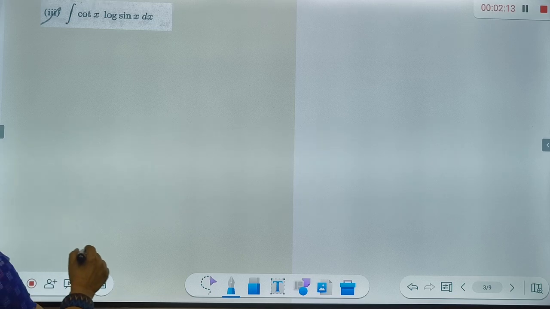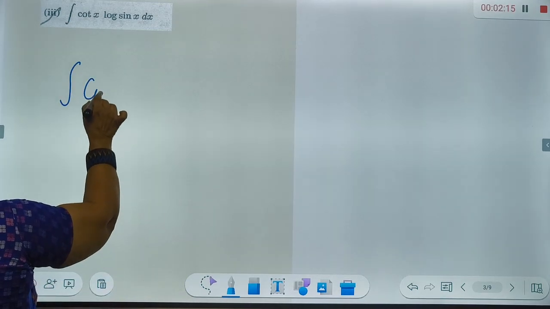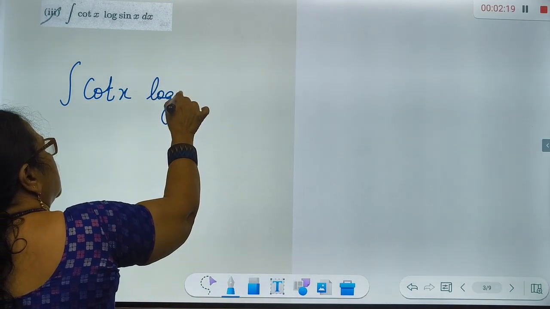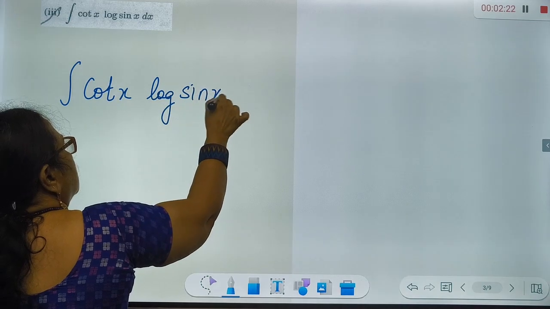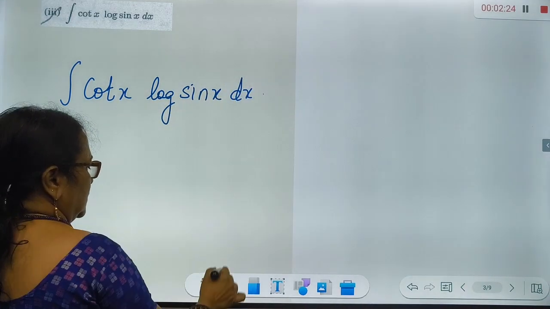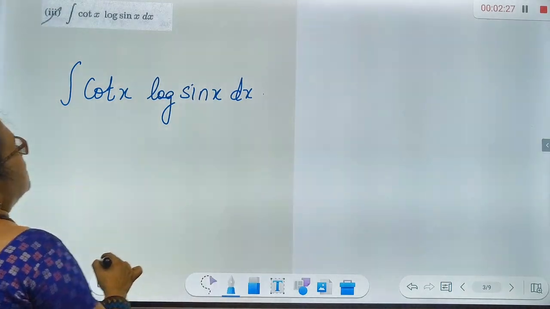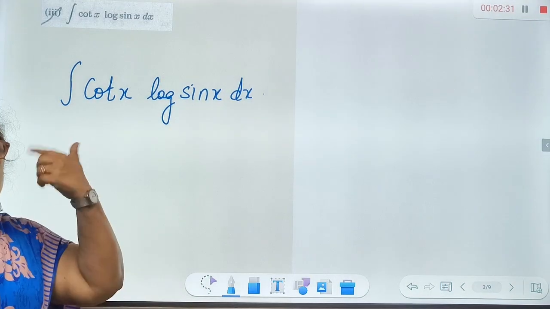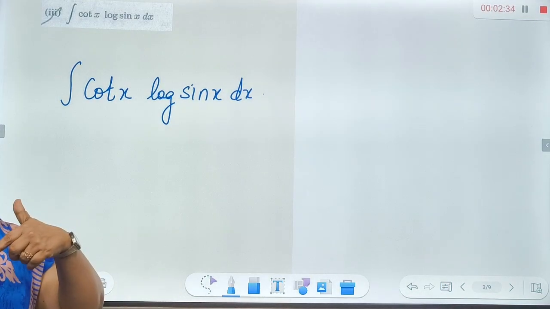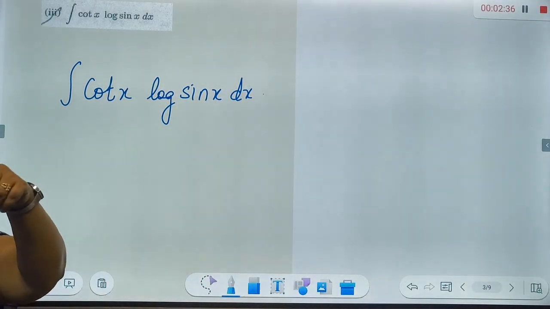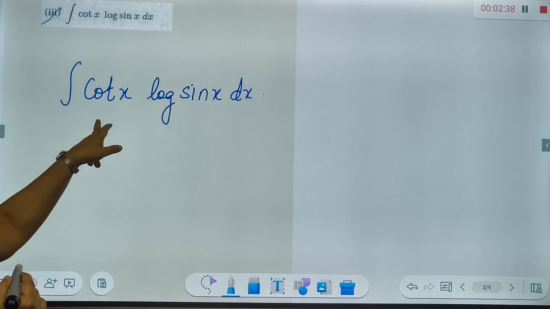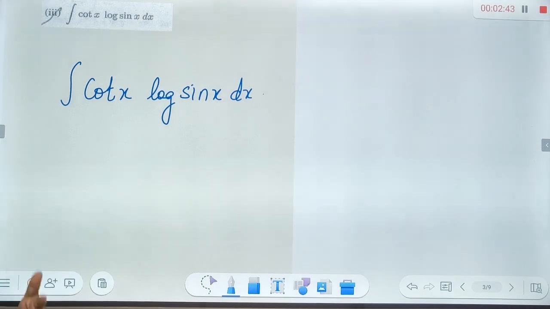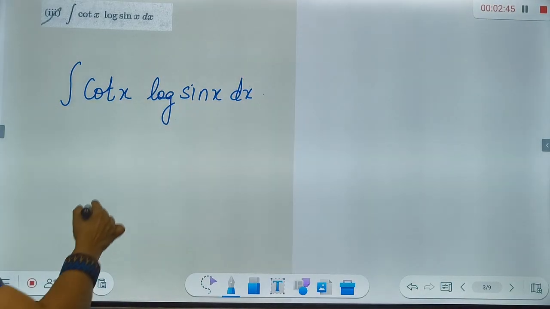Integral of cot x into log sin x dx. See, in your mind you should also know that if I take log sin x as t, then you have to first differentiate that. What will I get? 1 by sin x into cos x, which is cos x by sin x, which is cot x. So it will work. So first intuitively in your mind you should know what you should take as t.